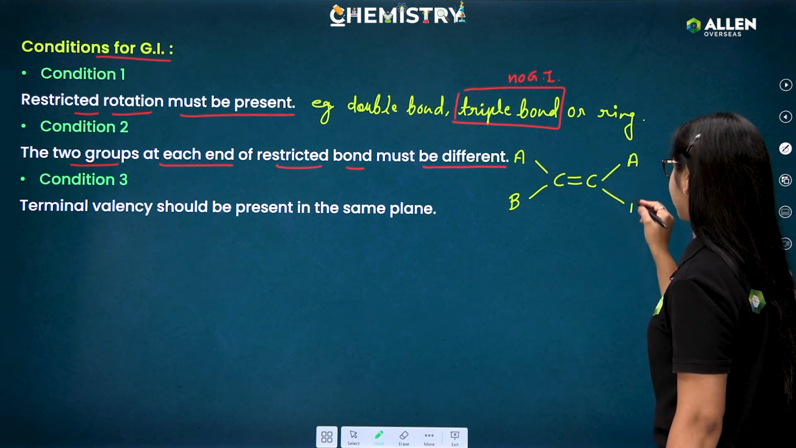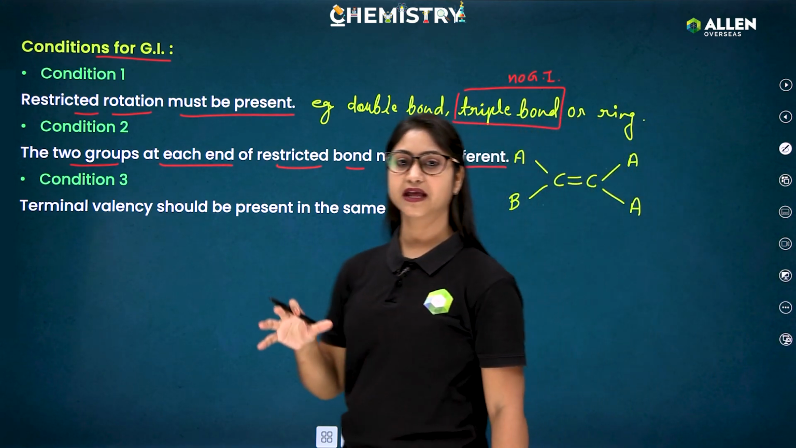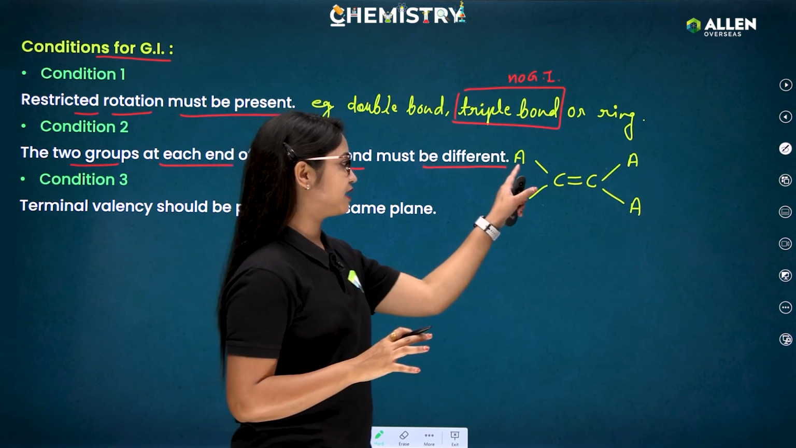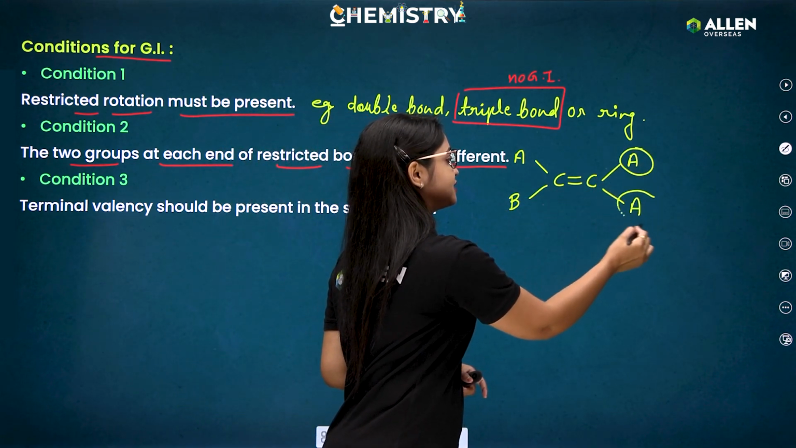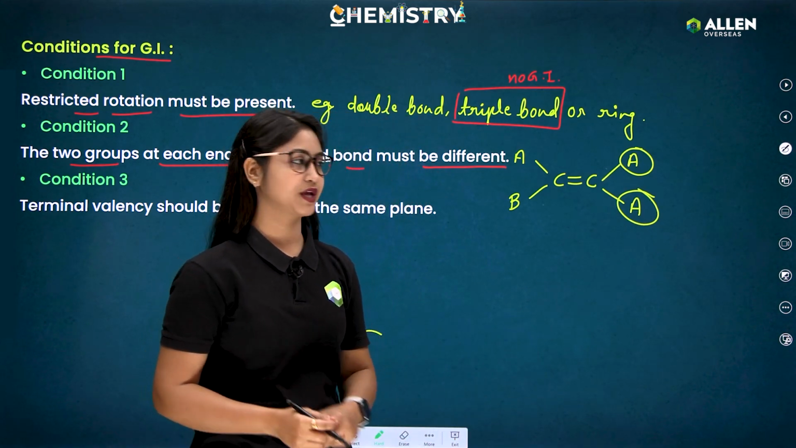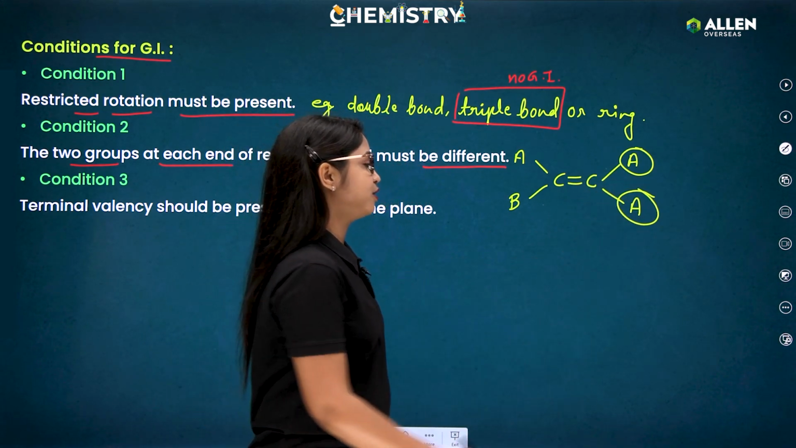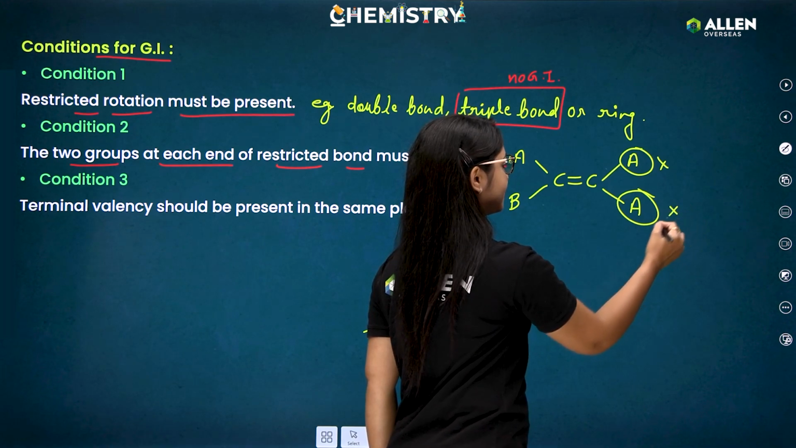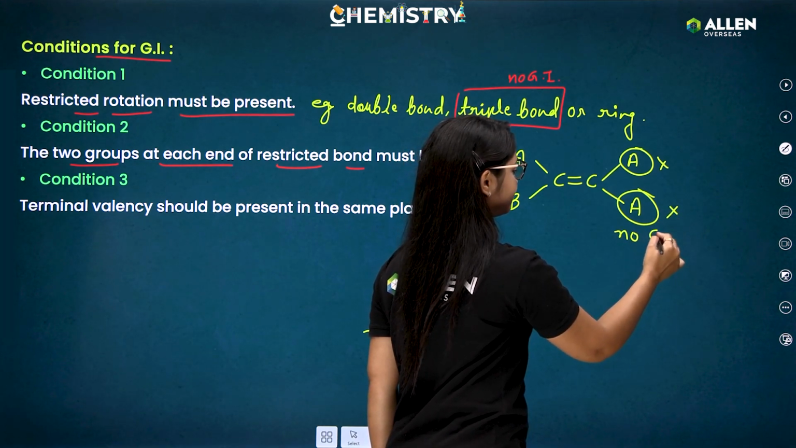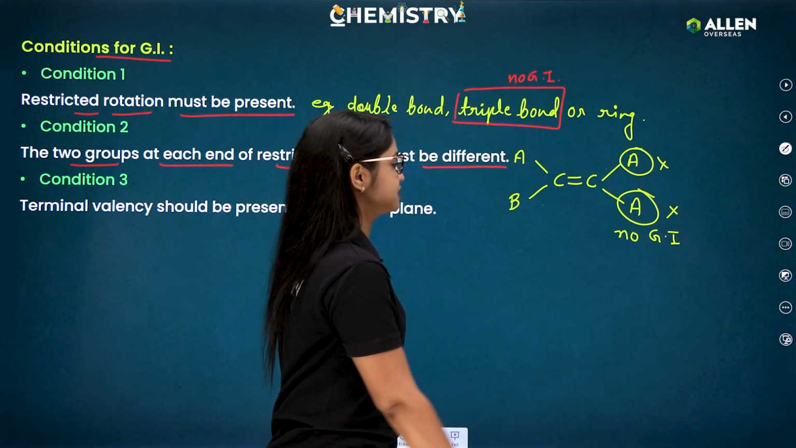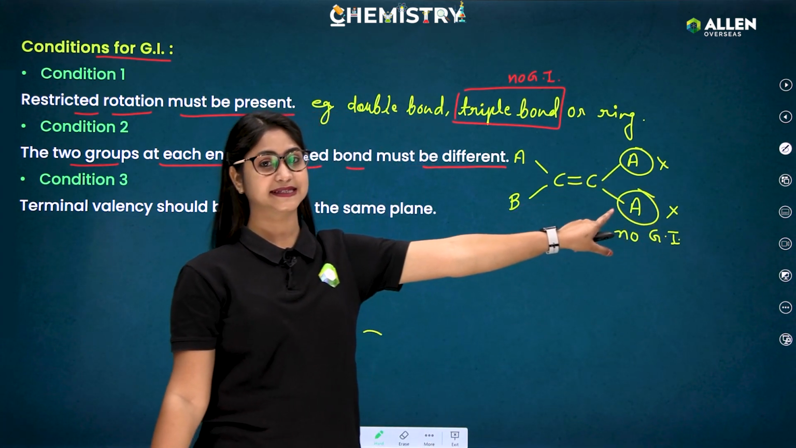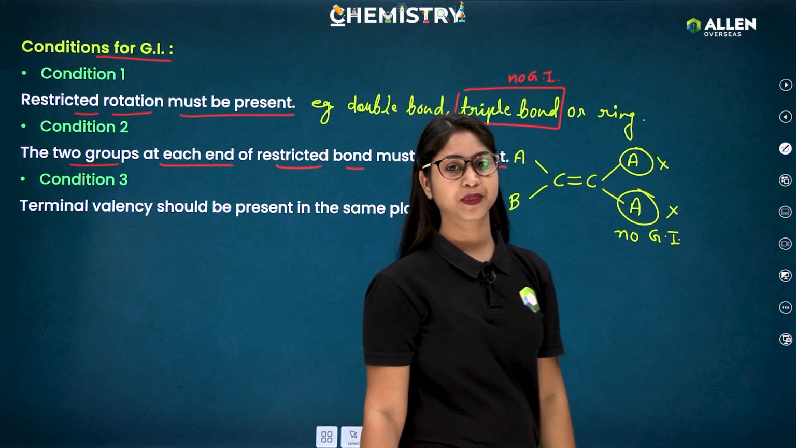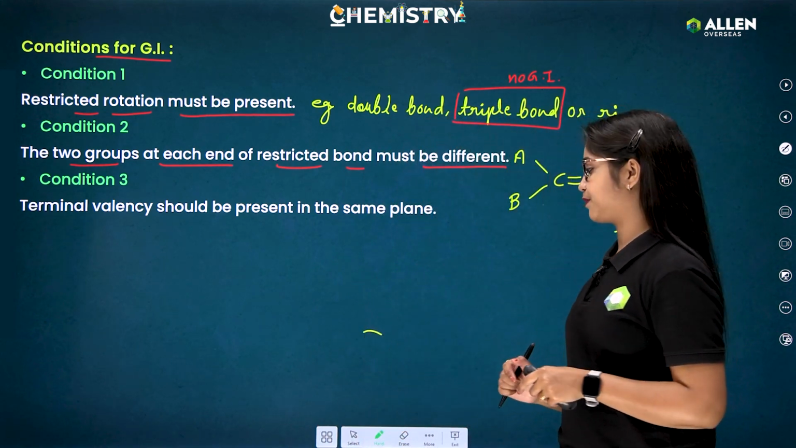If at one end I have different groups or atoms A and B, but at the other end I have the same atoms or groups, then in this condition no geometrical isomers will be possible, because the two groups at one end are the same. This should not be there. The groups should be different.